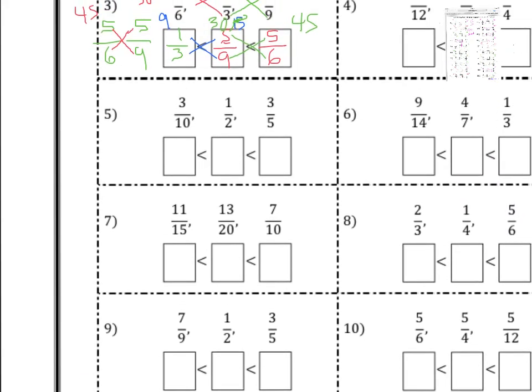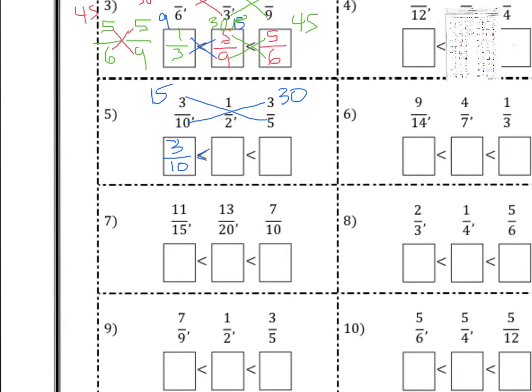Okay, I'm going to compare the next one, 3/10 to 1/2. So when I cross multiply, that's 10, that's 6. So I know that 3/10 is smaller than 1/2. And now I'm going to compare 3/10 to 3/5 and see which one is smaller out of those. 10 times 3 is 30. 5 times 3 is 15. So 3/10 was the smallest when I compared 3/10 to 1/2 and to 3/5. So 3/10 will be the smallest here.